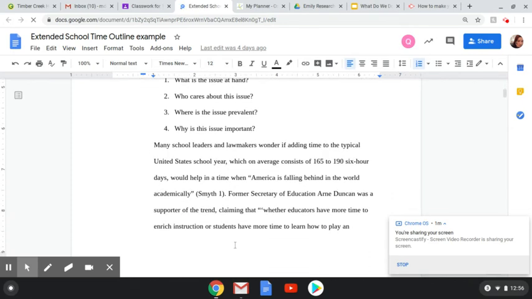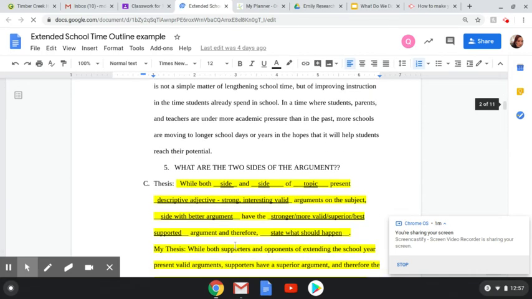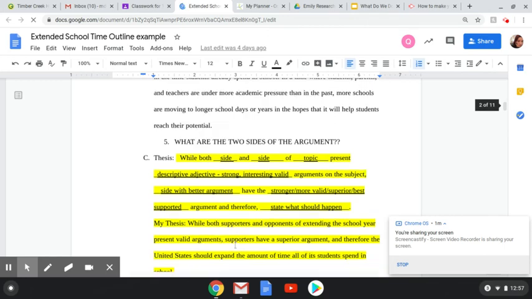Okay. So you want to talk about both sides of the argument, well, blank and blank side of topic. Okay. So for me, this is supporters and opponents are the two sides. And extending the school year is my issue, my controversial topic. Okay, so while both supporters and opponents of extending the school year present good arguments, you want to describe those arguments in some way.